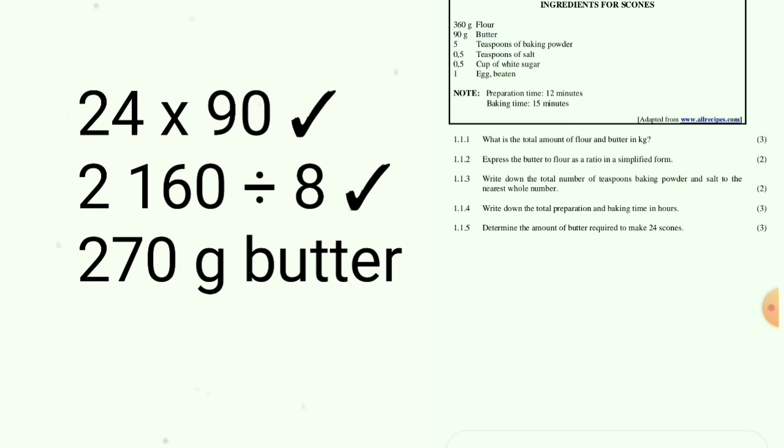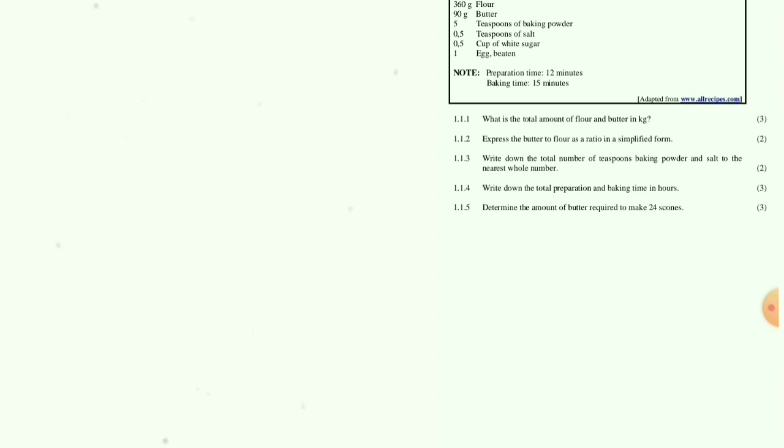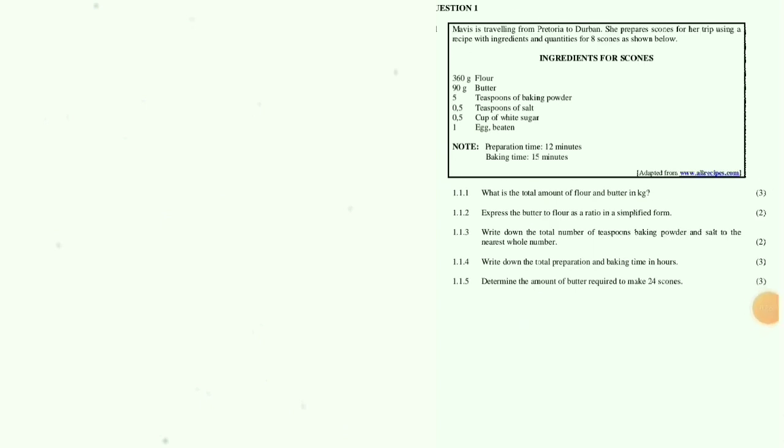So if we wanted to make 24 scones, we need only 270 gram of butter, not 2160, guys. You only need 270 gram of butter. So I hope you guys can understand.